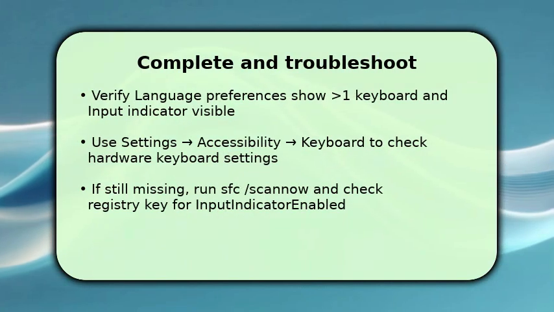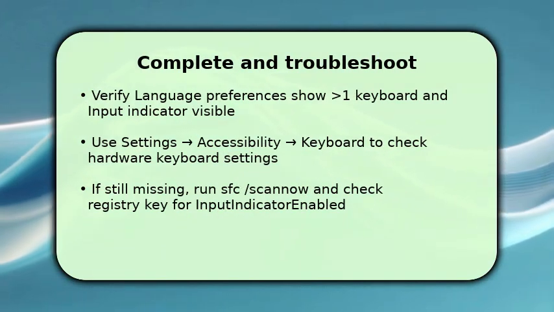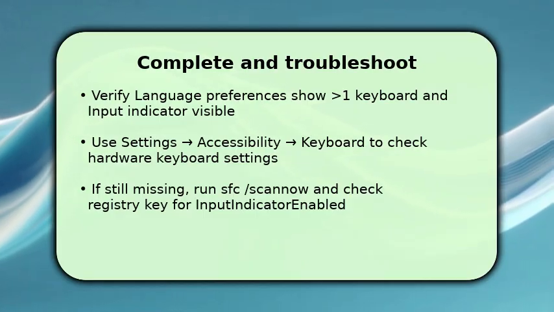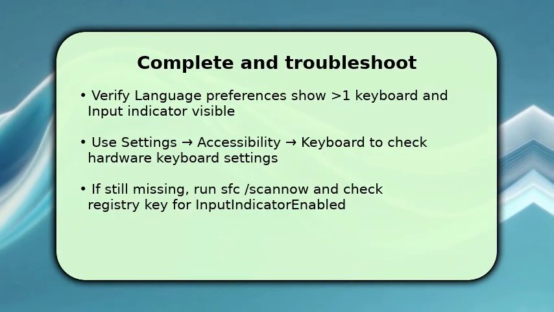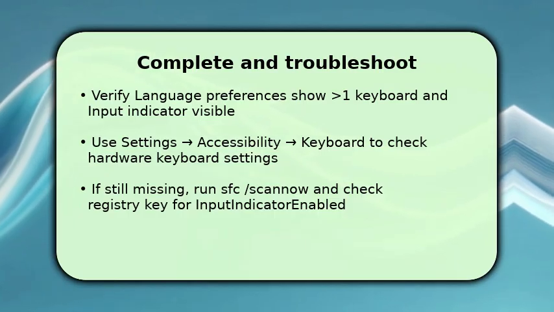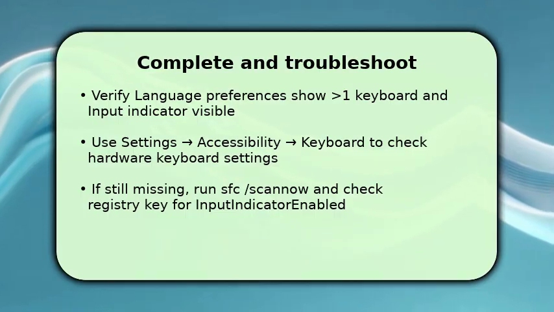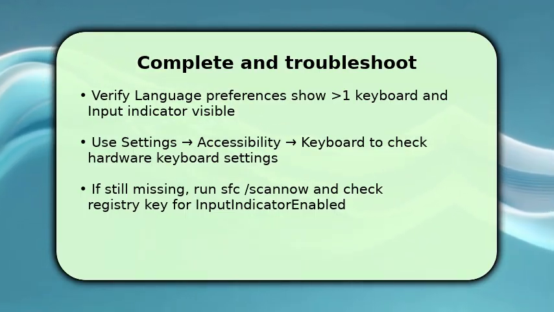Finish by confirming you have more than one keyboard layout listed under Language and Region and that the input indicator is visible on the taskbar. This ensures the switcher will show. If you use accessibility keyboard settings, verify they don't conflict by checking Settings > Accessibility > Keyboard.